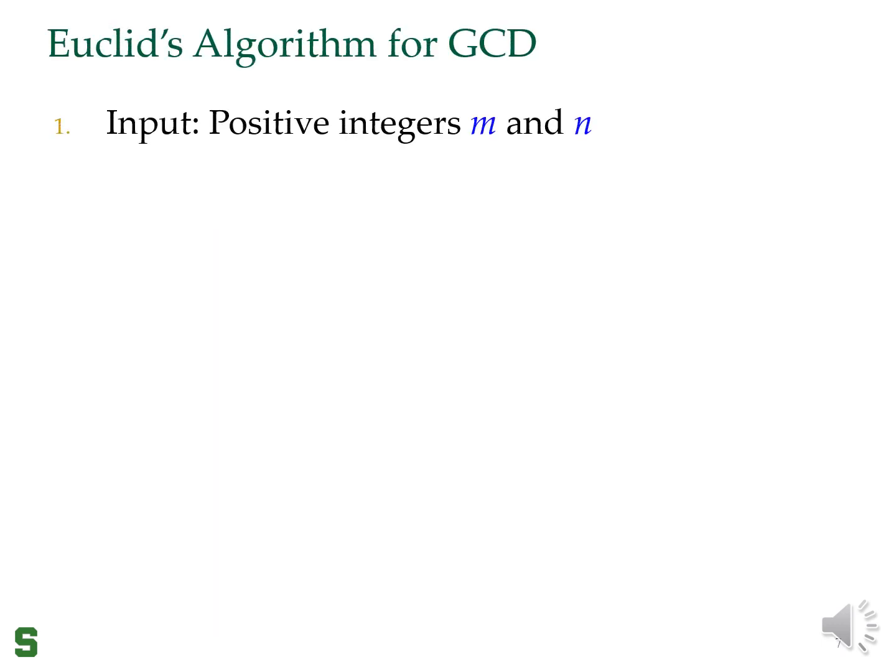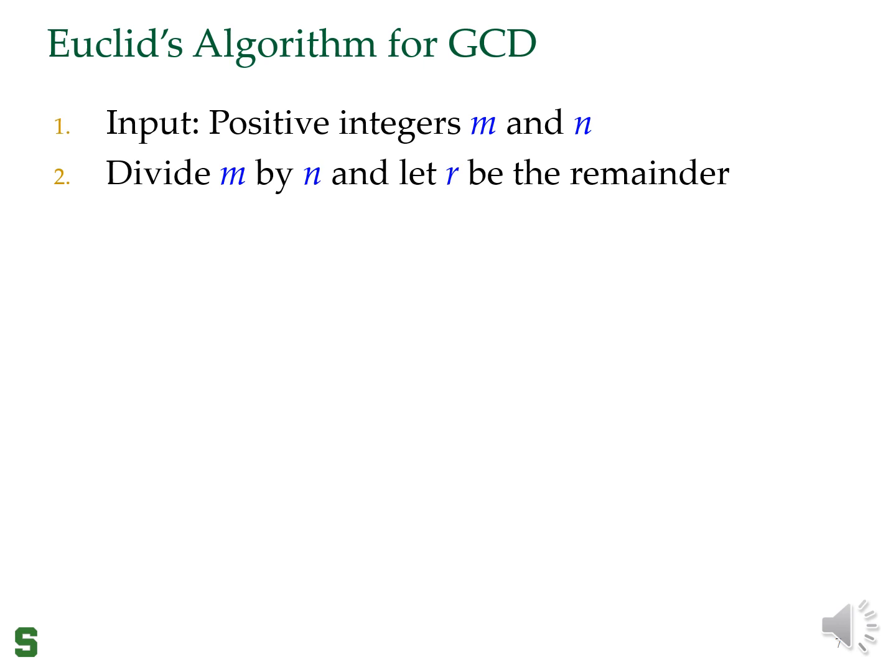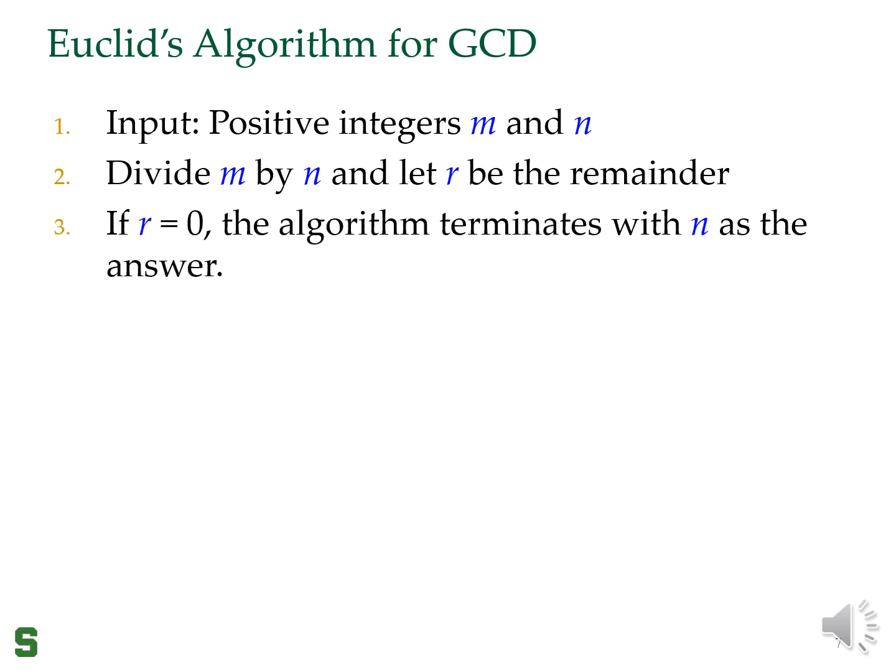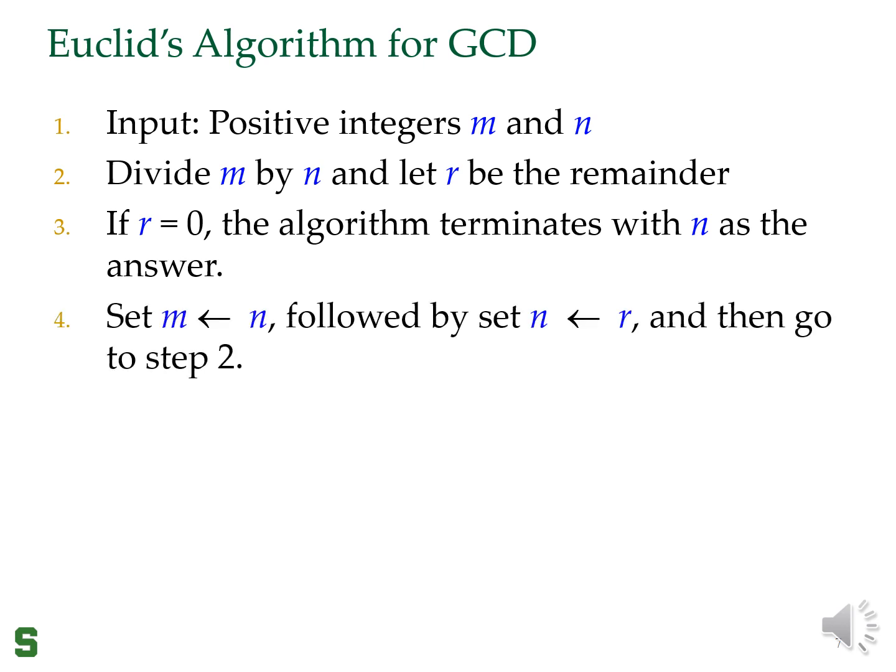Euclid's algorithm for computing GCD is as follows. This is one algorithm I want you to study carefully because it is something that we would be using in other parts of our course. So here we have two positive integers m and n. We start by dividing m by n and computing the remainder r. If r is 0, that means n is a factor of m, in which case the GCD is n and we terminate. Otherwise, we set m equal to n, n equal to r, and repeat.